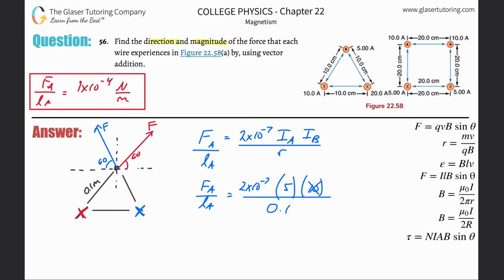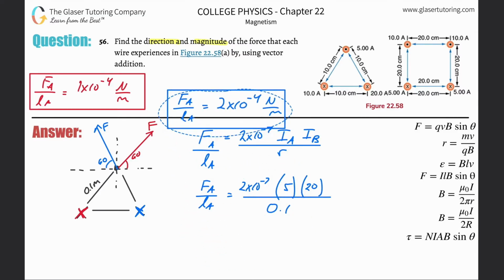So instead of 10 being here anymore, it's now going to be what, ladies and gentlemen? 20. So it'll just be 2 times that value that we found before. So this simply now will become 2 times 10 to the minus 4th. And let me just actually redo that calculation just to make sure I didn't make a mistake. All right, so 2 times 10 to the minus 7th times 5 times 20 divided by 0.1, and good. Okay, so everything looking good so far. So we got that magnitude. That's the force per length, the force per meter.